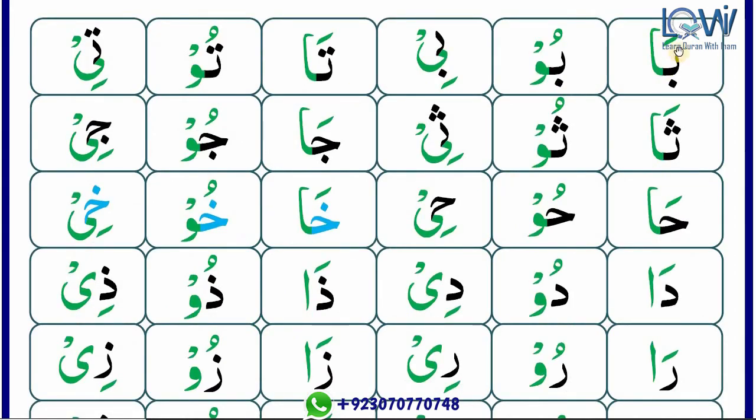So there is zabar before the alif, so alif is madda. There is pesh before the waw sakina, so that's why this waw is madda. There is zer before the ya sakina, that's why this ya is madda. And we will stretch all madda letters equal to 1 second.